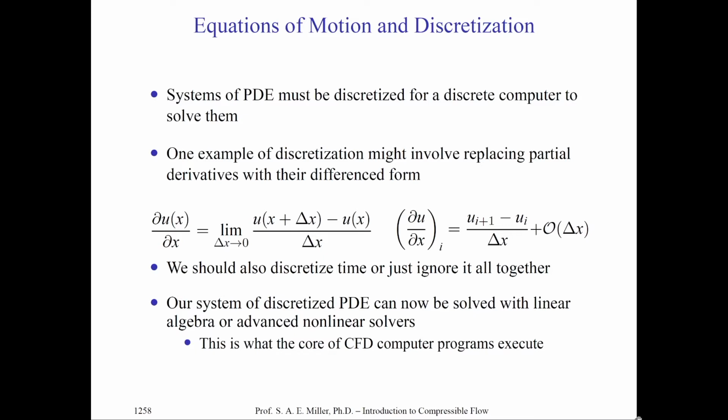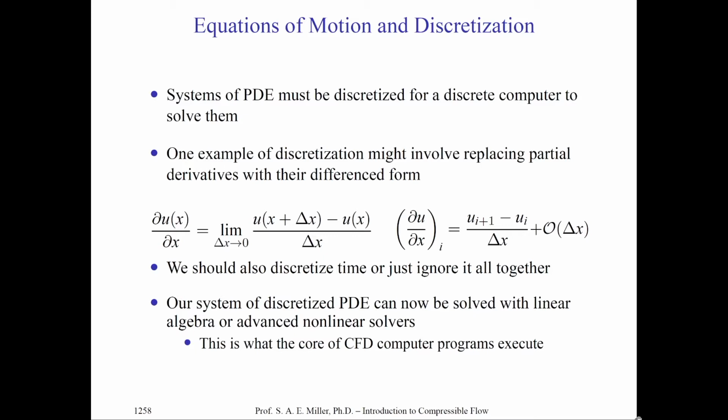Say partial u partial x at some point i will go as u of i plus 1 minus u of i, all over delta x, plus higher order terms in delta x. So this is basically a very low order derivative approximation. You see that we've rewritten our partial derivative as a change between 2 points in space, which we're going to call grid points, with respect to the distance between the grid points.